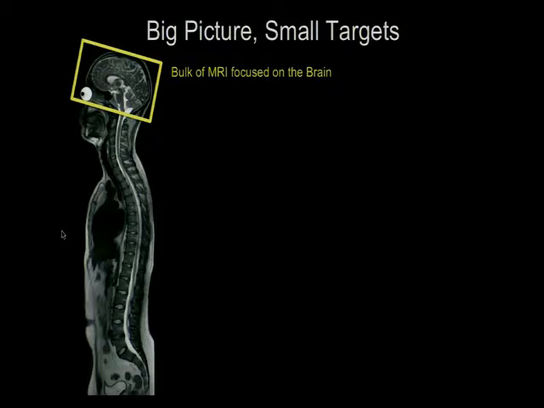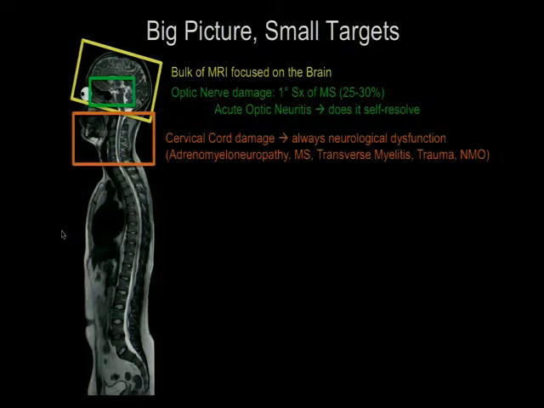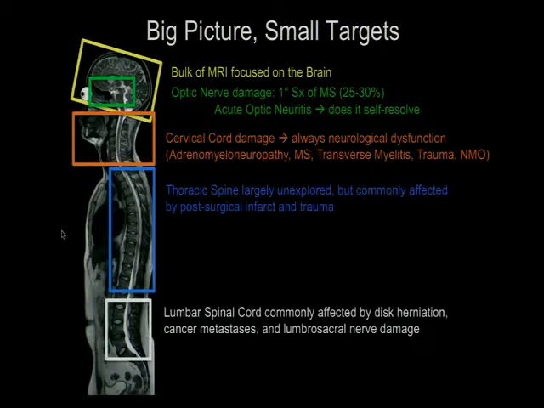Okay, so now you've seen the toolbox. I've motivated this talk a little bit by my picture experience in Germany. And what we know is that the bulk of MRI is focused on the brain, right? But we know that the cervical cord, the optic nerve, the thoracic cord, and the lumbar cord are really involved in a number of diseases, not just MS. I'm going to use MS today. But there's a lot to be had here.